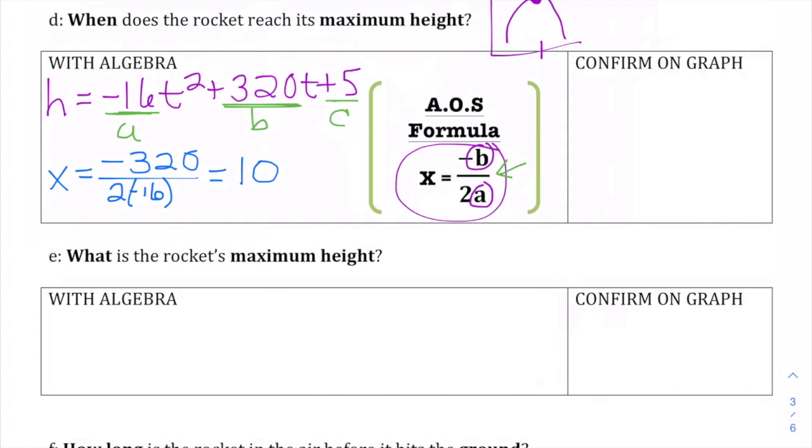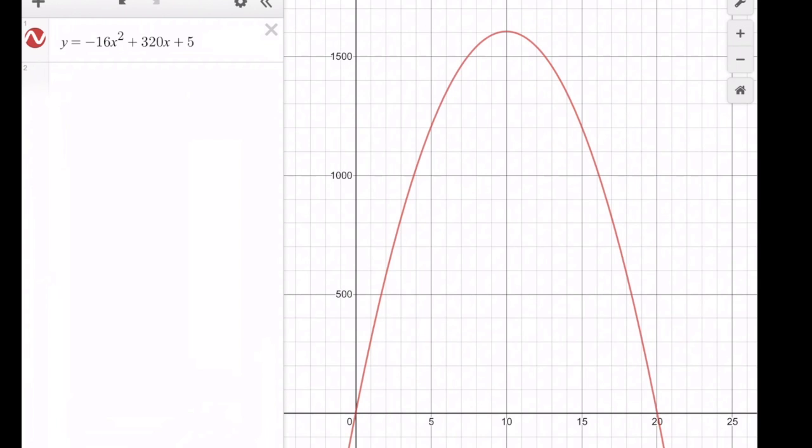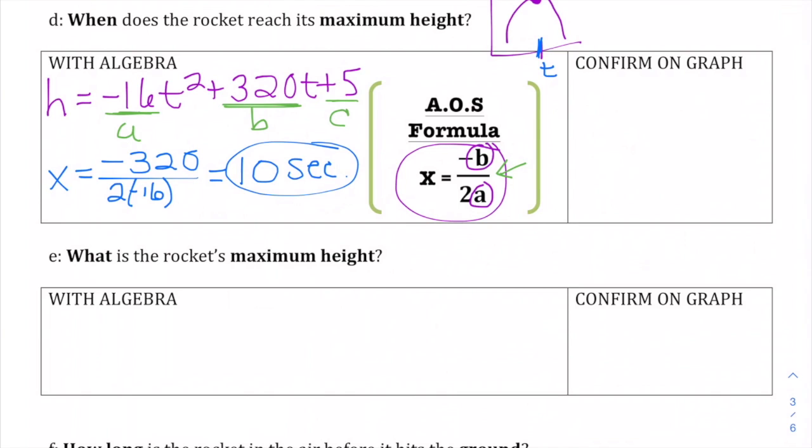And if I'm thinking about my units, my x is the same as my t, remember, which is time. And if I was looking at it on the graph over here, remember the x-axis is the t's, the times. So I'm going to write 10 seconds. To confirm on the graph, I'm just going to click on the maximum, the vertex, and see that 10 is the x value or the t value at that point.